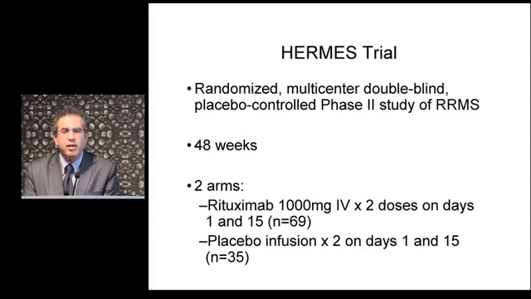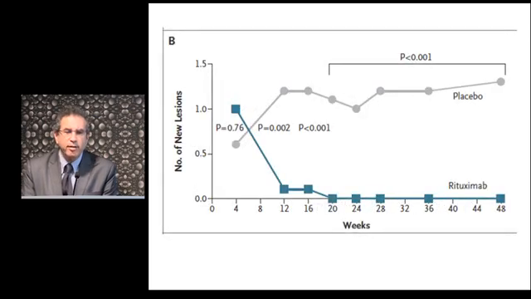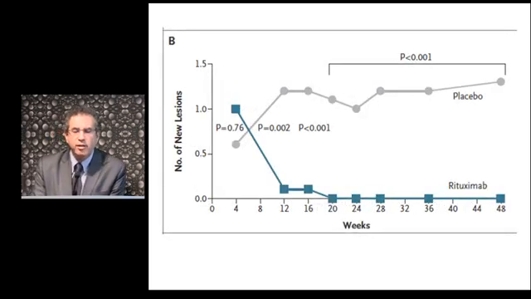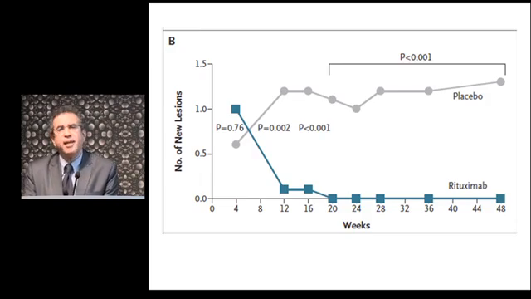The HERMES trial is a randomized, multi-center, double-blind, placebo-controlled phase 2 study in MS that went for 48 weeks with 2 arms, one with rituximab, the other with placebo infusions. And one can basically see the results in terms of number of new lesions. Patients receiving rituximab, the anti-CD20 therapy, had a significant decrease in the number of new lesions as compared to the control.